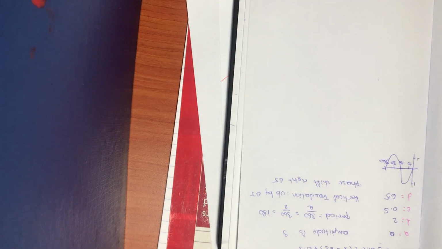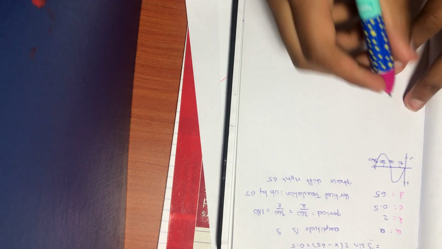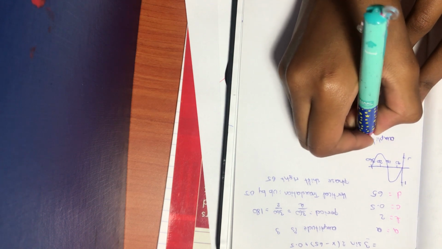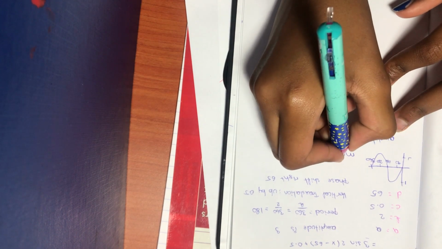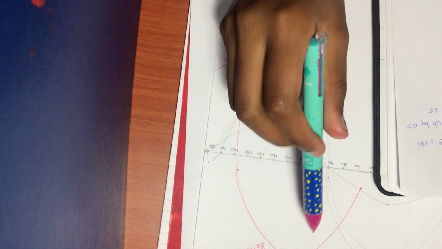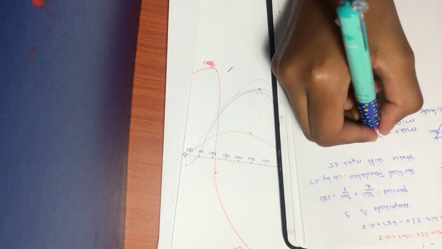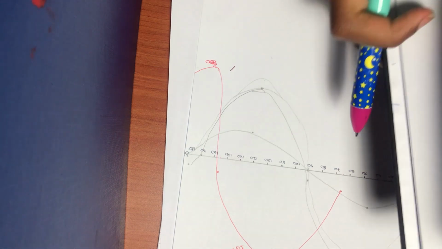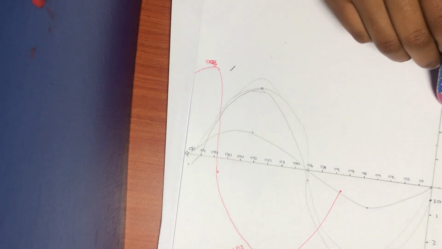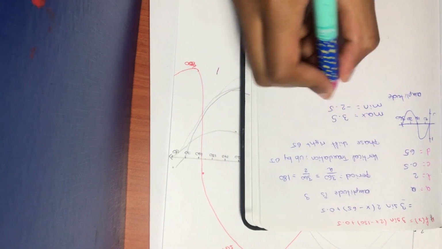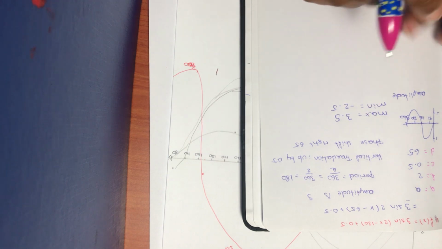So next, I'm going to be writing my amplitude algebraically. I know that my max is equal to 3.5 and my min is equal to negative 2.5, because remember I moved up by 0.5.